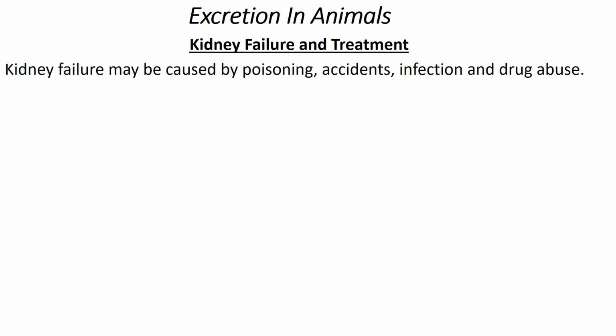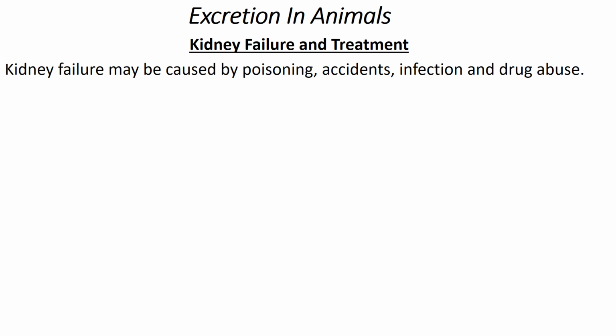So what is kidney failure? Kidney failure is a condition where the kidneys of a person are not operating normally. So any person whose kidney is not doing its job is said to have kidney failure. It may be caused by poisoning, accidents, infection, and at times drug abuse.